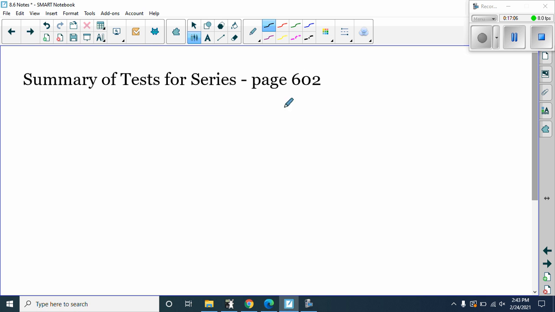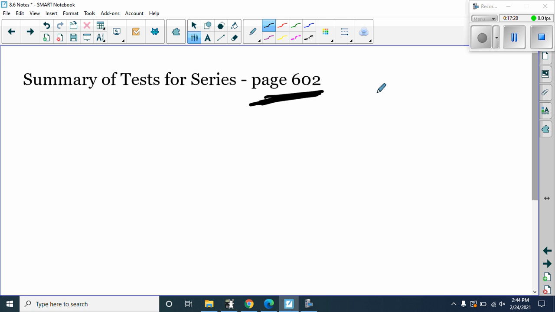Page 602 in your book has a summary of all of the tests. So we've done lots of different tests. We are finished with testing for convergence or divergence. We'll still be working with series, but we have worked through all the different ways that we are going to test to see if a series converges or diverges.